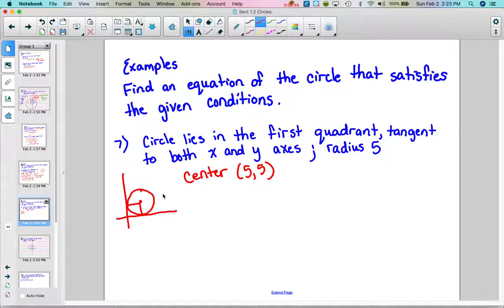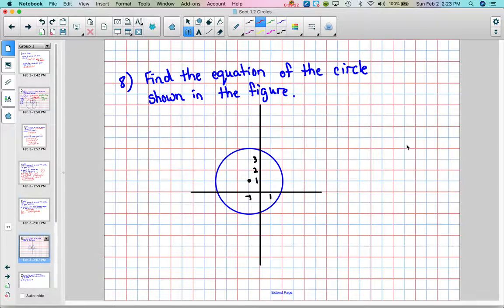And we know the radius is 5. So that's all I need. So we have (x - 5) quantity squared plus (y - 5) quantity squared equals r squared, which is 25. So that one's not hard. Really just remembering or understanding what it means to be tangent to both the x and y axes.